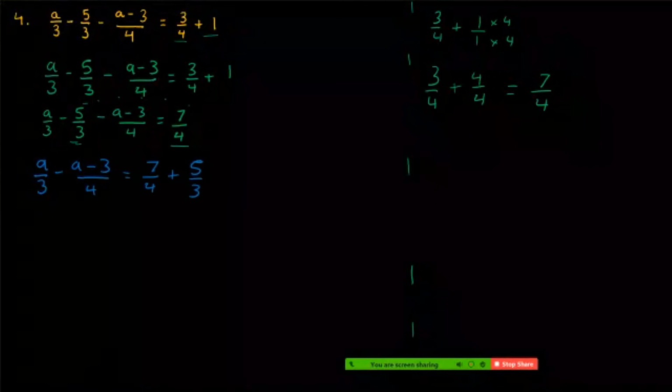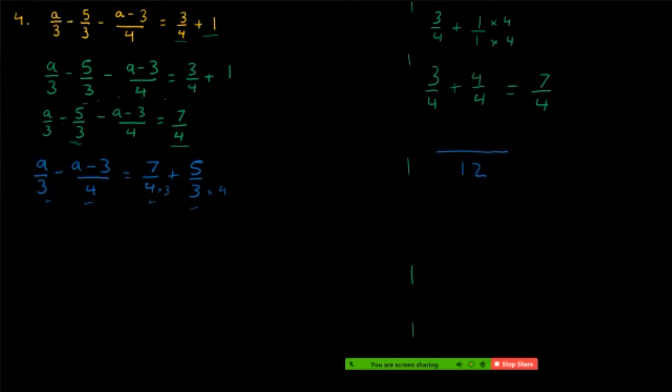Okay, now what we need to do is get these denominators into the lowest common denominator. First, I'll do the right-hand side because it's much easier. So 4 and 3, the common denominator will be 12. So 4 times 3 is 12. Whatever we do to the denominator, we also need to do to the numerator. So we'll times this by 3 as well, and we'll times this by 3 as well.